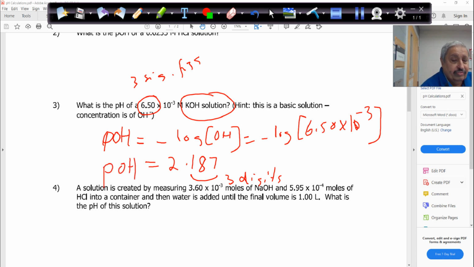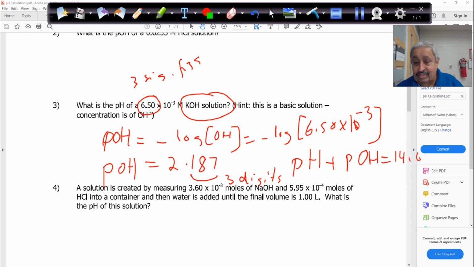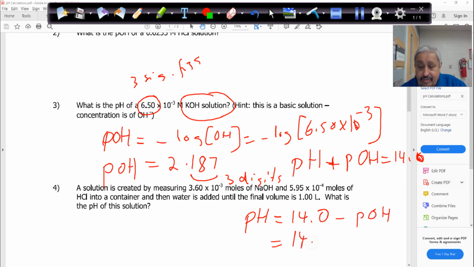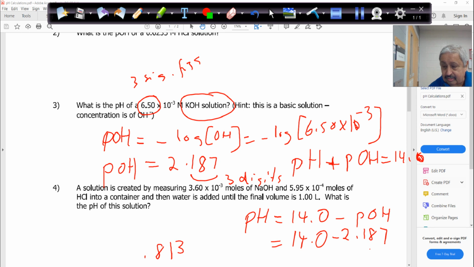But we did not solve the problem for the pH. However, the rule is pH plus the pOH is 14.0. So the pH will be 14 minus the pOH. 14 minus 2.187. So how much is it, guys? 3, correct? 9 is 1. 9 is 8. And 13 is 11, correct? Am I correct?